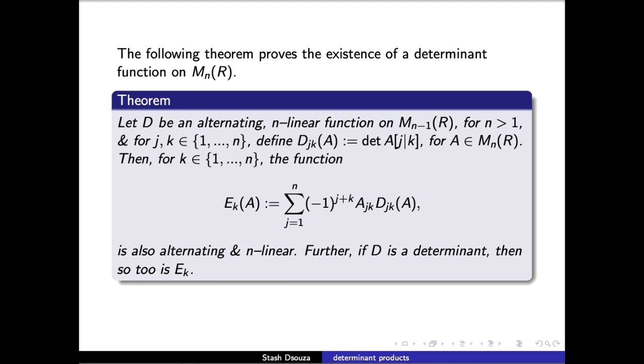Now, for any k in the index list of 1 to n, the function ek of A is defined to be the sum as j goes from 1 to n of (-1) to the power j plus k times the product ajk djk evaluated at A. So this is a linear combination of this product ajk djk. Ajk here simply stands for the scalar entry in row j and column k of the matrix A. It's simply a scalar valued function, while djk here represents the function that we just defined for real matrices over Mn.